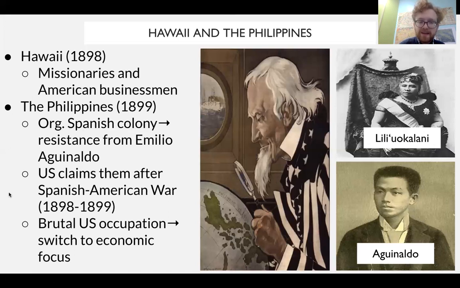But what's going on in the Philippines? Because this is an area you probably might not be as familiar with. The Philippines originally was a Spanish colony going back to the 1500s, really. It's named after King Philip II of Spain.